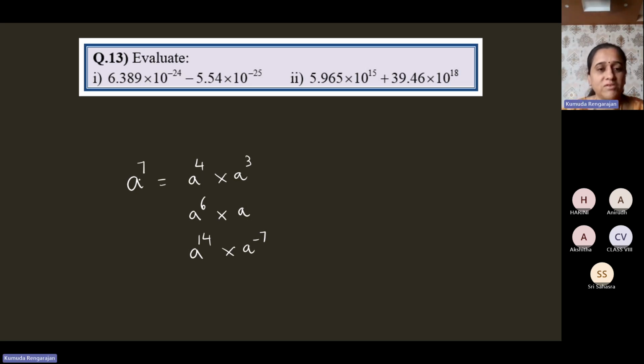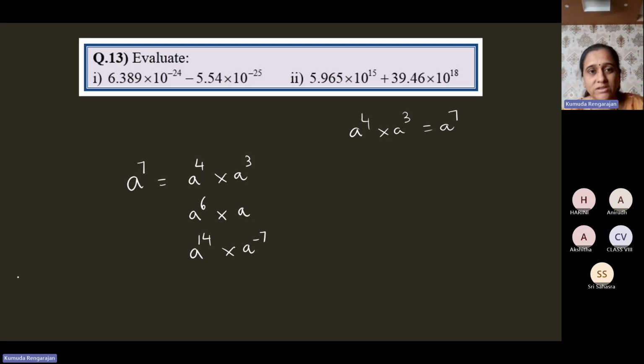A to the power 7 can be written as a to the power 4 into a to the power 3. Because when bases are same and it's multiplication, you add the powers. When you have a to the power 4 into a to the power 3, bases are same and it's multiplication. So you add the powers. So the result is a to the power 7.